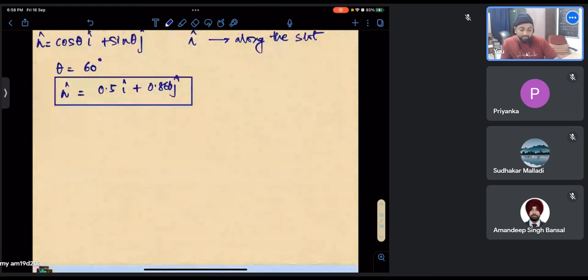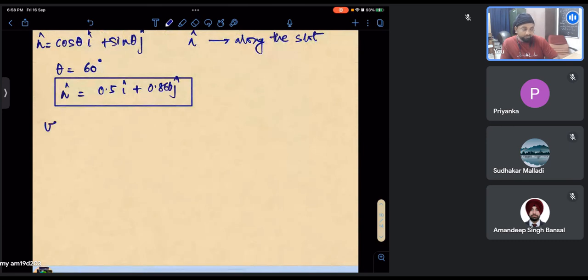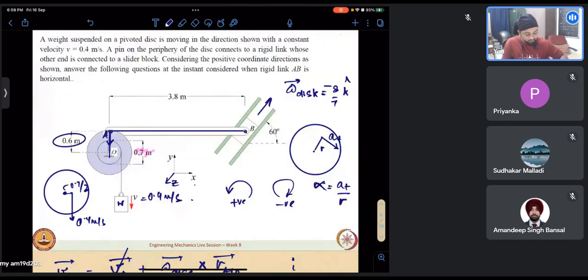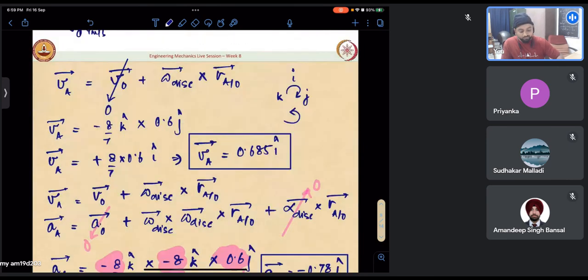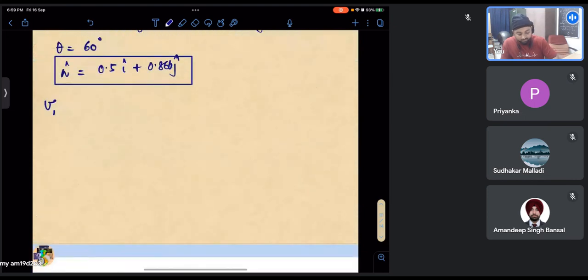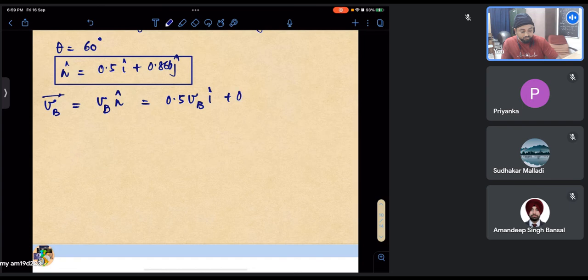Okay. So what will be the velocity of the slider block? We have identified it with B. So let us say B. Velocity of B is nothing but velocity magnitude times n cap. So it is 0.5 VB I cap plus 0.866 VB J cap. But VB is not known as of now.